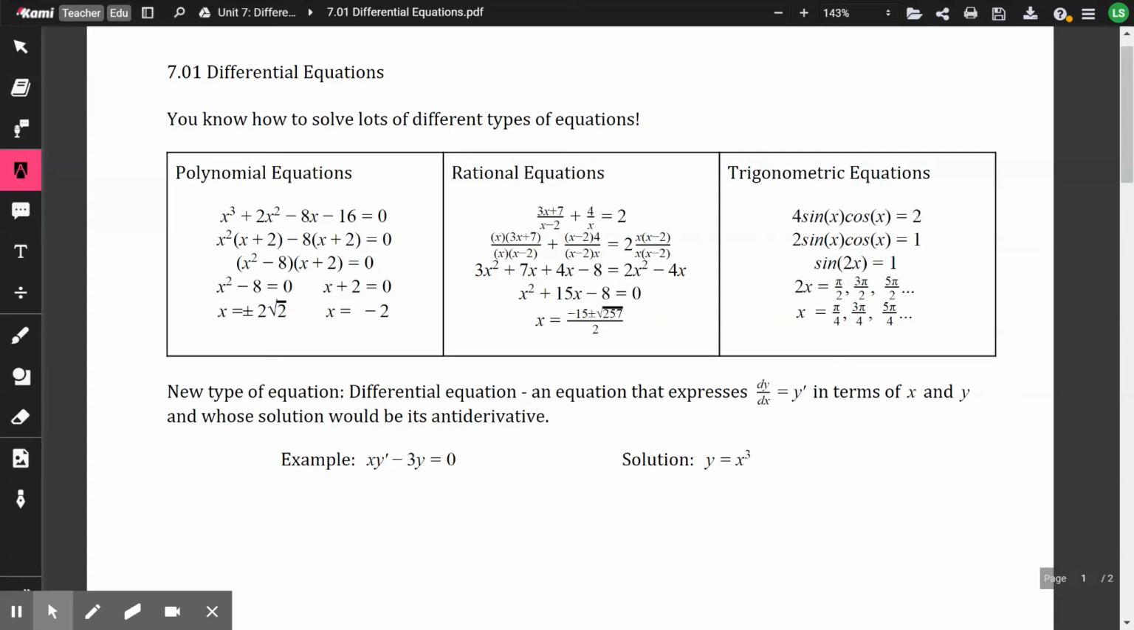Today we're going to take a very quick look at what a differential equation is. So to this point, you know how to solve lots of different types of equations, and I just have a few of the examples up here of equations that were being solved.